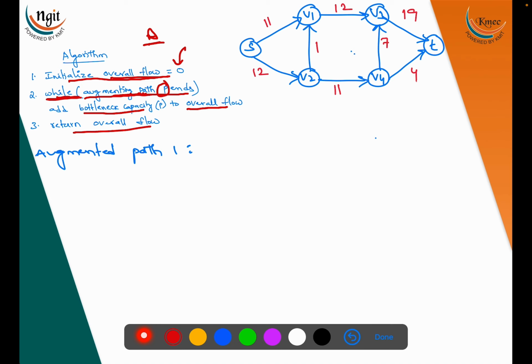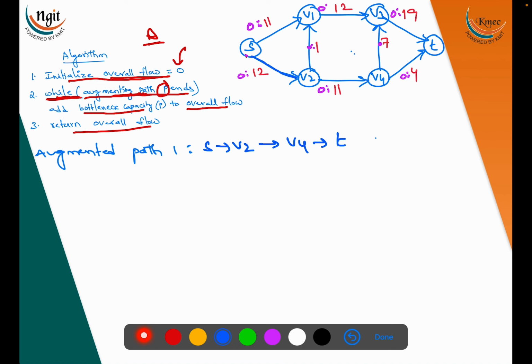The example is this: you have 4 vertices with a source and a destination, and these are the capacities. First of all, find an augmenting path. Initially, to understand, I am putting all zeros for the flow. This is the maximum capacity, and this is the initial flow, all zeros. So find an augmenting path, which is a path that exists from source to destination. The path I am considering is S to V2, V2 to V4, V4 to T. This is my first path.